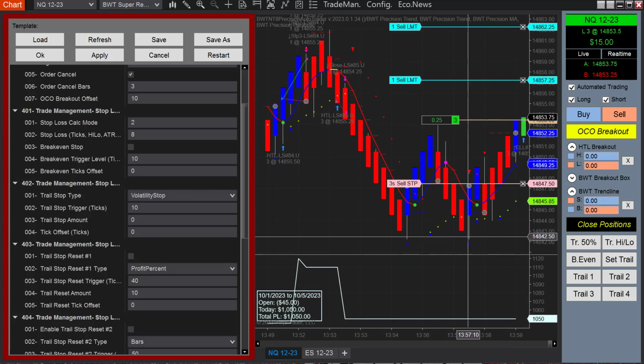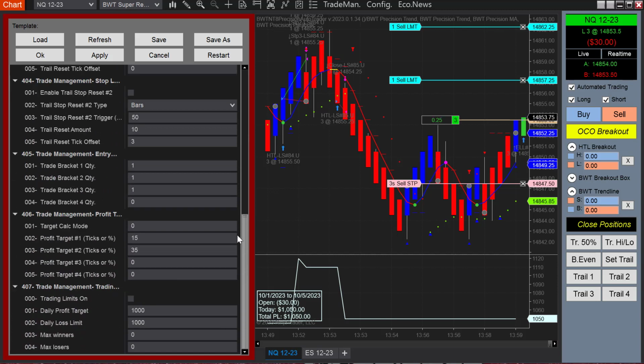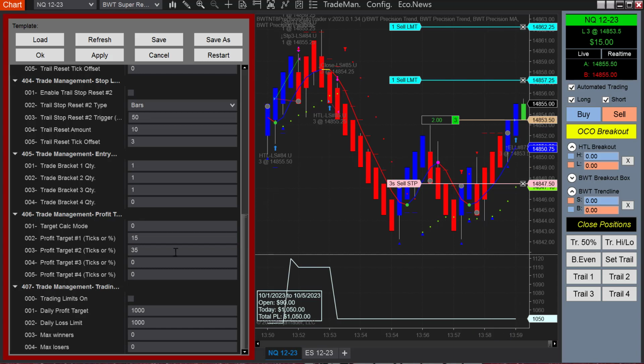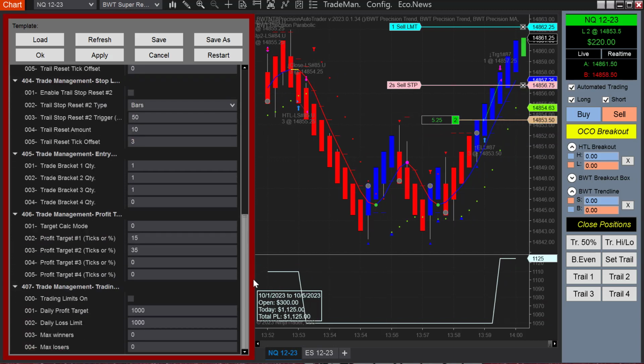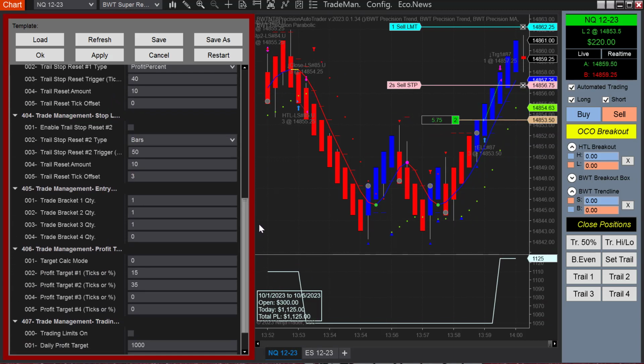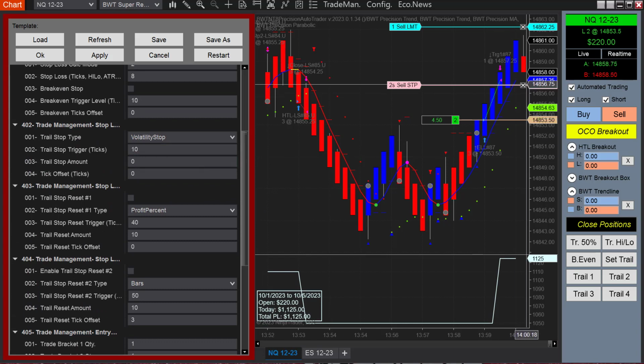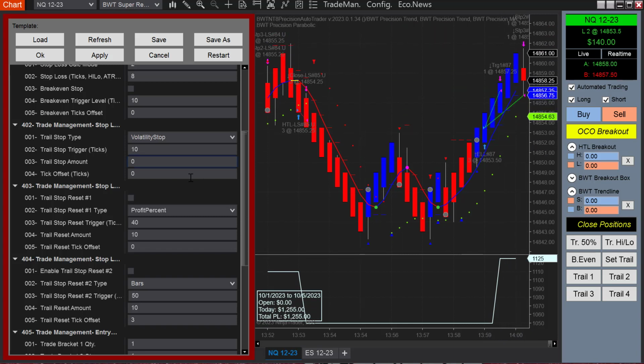And you can see it just took a trade here. It went long, and my targets are 15 ticks for the first target, and then 35 ticks for the second target, and I'm trailing the stop by the volatility stop, and you just saw it move up there. So here it hit the first target, and then it moved to the volatility stop, and I got stopped out there.